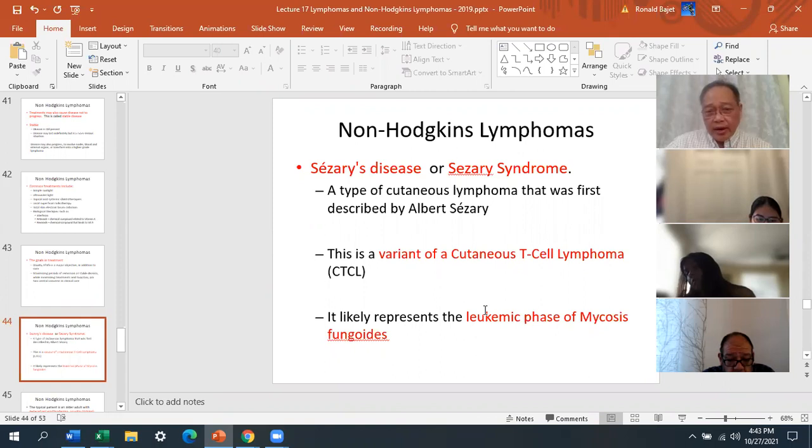And this was discovered by a guy named Albert Sézary. Okay, so it's a variant of cutaneous T-cell lymphoma, and it represents the leukemic phase of Mycosis Fungoides. It's going from cutaneous to now it's becoming systemic. Okay, so that's the progression of this lymphoma. It starts off as cutaneous, and then when it becomes systemic or the leukemic phase, that's when you have Sézary disease or Sézary syndrome.